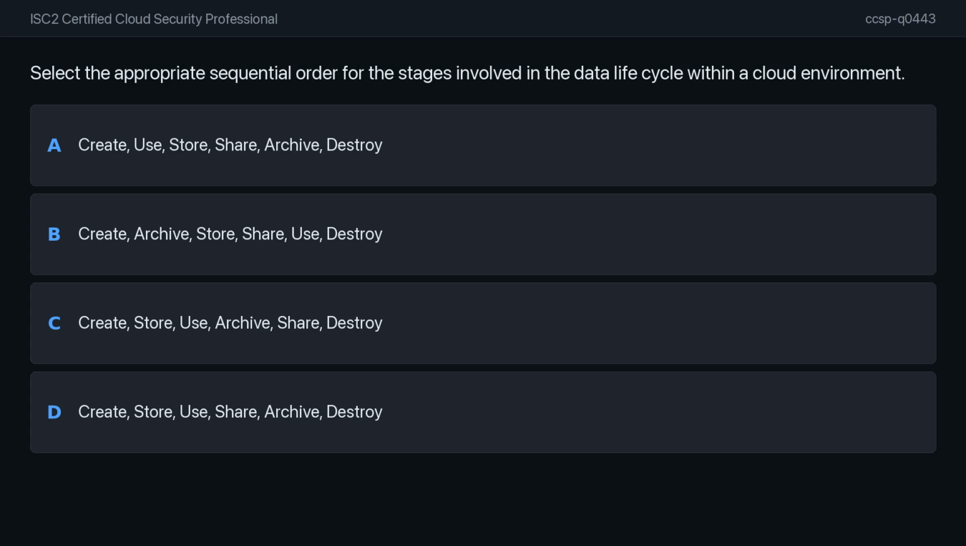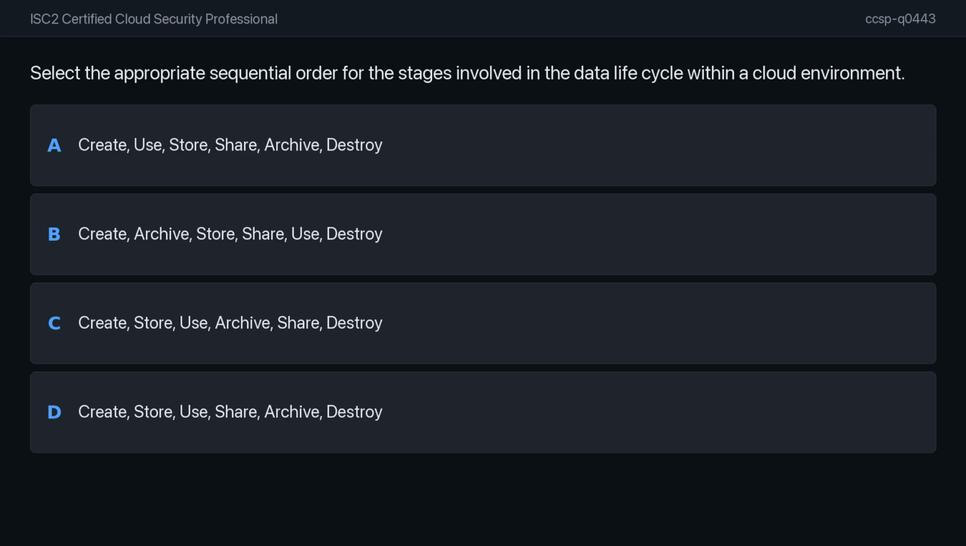Option C, create, store, use, archive, share, destroy. Option D, create, store, use, share, archive, destroy. All right, let's take a look at the question here. We're being asked to identify the correct order for the stages involved in the data lifecycle within a cloud environment.